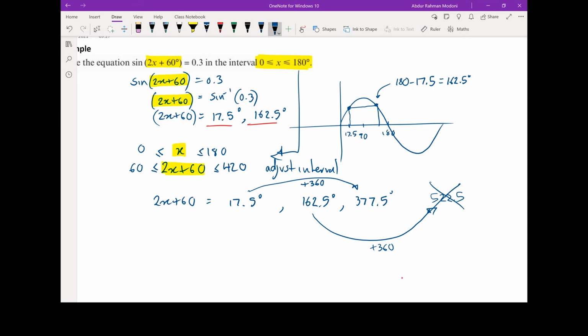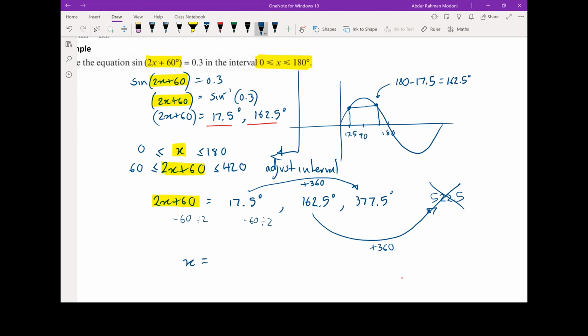Now, I found all my three solutions for 2x plus 60. Now I can go and find out what x is. So I kept my angle 2x plus 60 intact till the very end. So now I'm going to minus 60 from both sides and divide by 2 in order to find x. So minus 60 divided by 2 on my left hand side and right hand side will give me what x is.